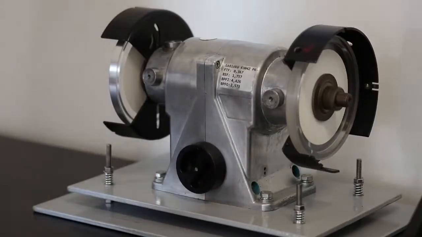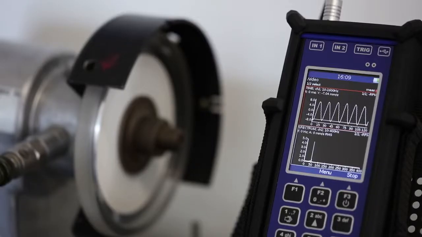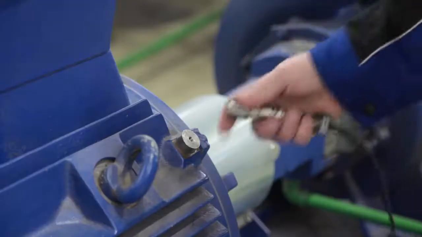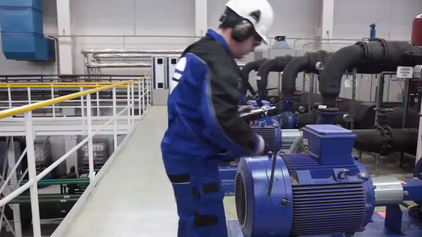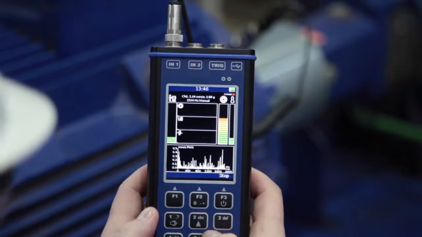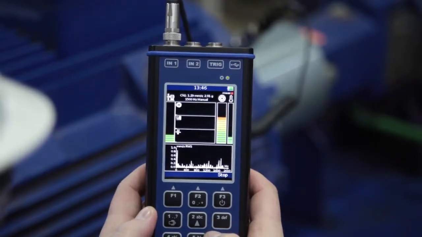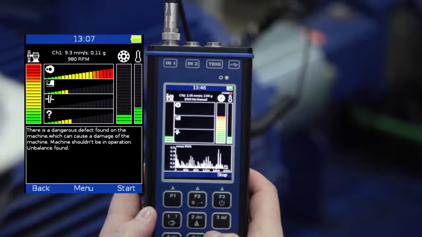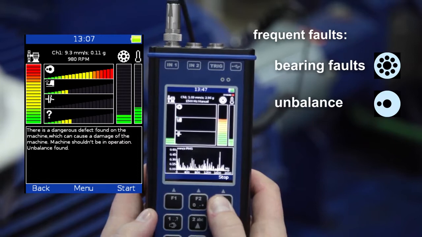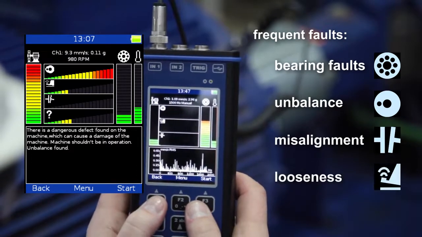Running machines generate vibrations, which contain a lot of information about their condition. A vibration meter or analyzer is used to measure this vibration. The sensor needs to be mounted on an appropriate point on the machine, e.g. bearing housing. The instrument measures the vibration signal, tells you the severity of the vibrations, and also possible machine faults. The most frequent faults are bearing faults, unbalance, misalignment, and looseness.